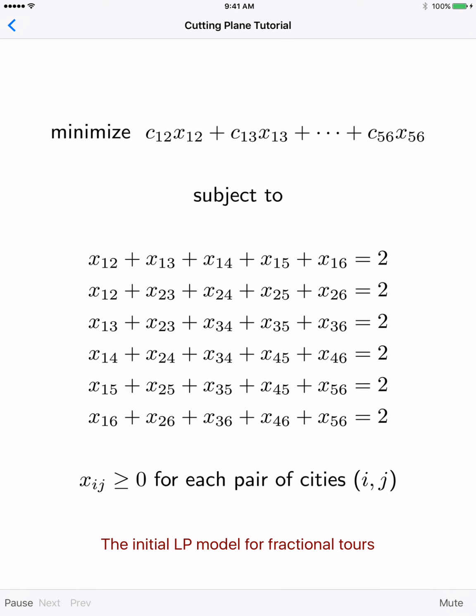Robinson's LP will not by itself solve the TSP, but it is the starting point of the breakthrough work by Dantzig's team. Their cutting plane method will repeatedly look for flaws in the optimal fractional tour. To see what we mean by this, it is best to consider an example of an optimal solution to the initial LP. But be warned, you are not going to like the solution.